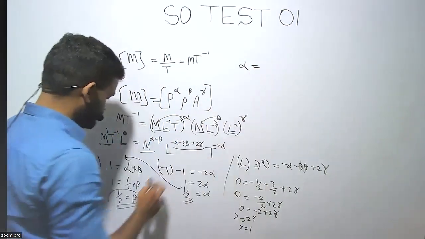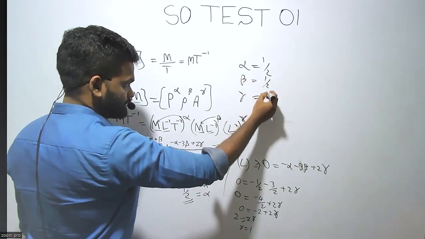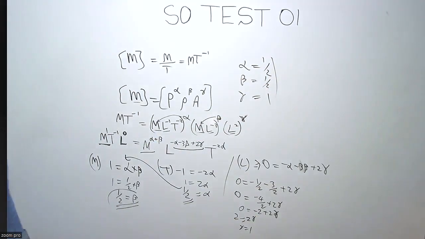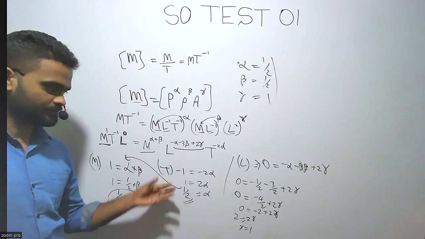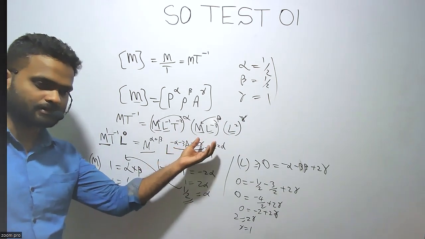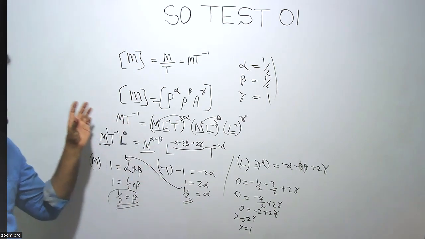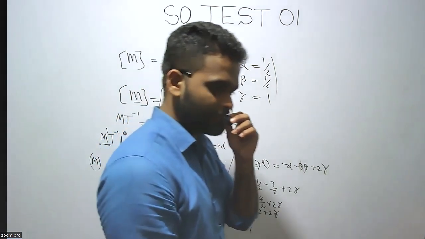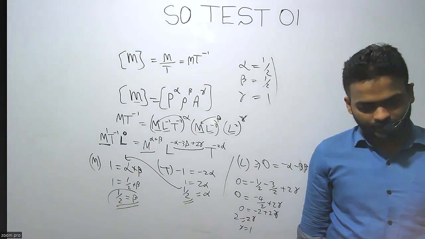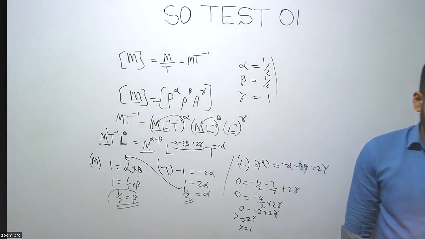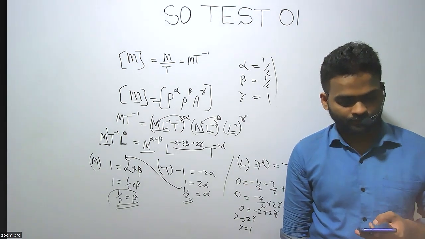So what are the values? Alpha is half. Beta is half. Gamma is 1. So these are the alpha, beta and gamma values. When you are doing these power simplifications, and then there are simultaneous equations as well, you need to be careful, otherwise you will get a completely different answer. If you make one mistake, you will get a completely different answer. So the answer for that should be the third one, for the 15th question.